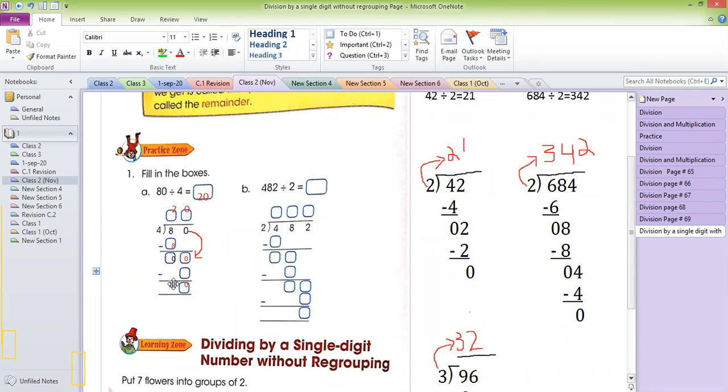Okay. 0 minus, you drop the 0 down. Then 4 multiplied by what number will give you 0? 4 multiplied by 0 will give you 0. So you multiply this 4 by 0. 4 by 0 equals 0. Then 0 minus 0 is 0. Now you don't have any other number to drop down. So this is your answer. This 0 is your remainder, and 20 is your answer.